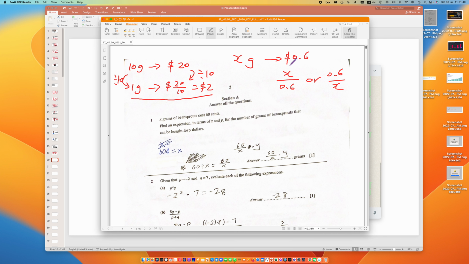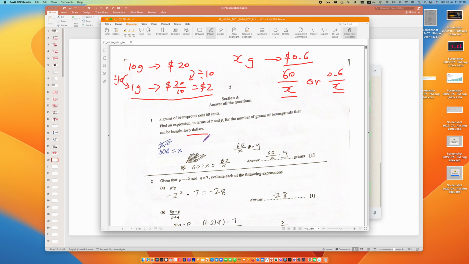So similarly, if I apply the concept here to this x and $0.6, it's pretty clear cut which one divided by which one. It should be 0.6 divided by x, not x divided by 0.6. So I need to use the dollar divided by x. This gives me 1 gram, in terms of dollars. Or if you don't want to play with dollars, you play with cents, you will get 60 cents over x. Both answers are okay for the intermediate step.